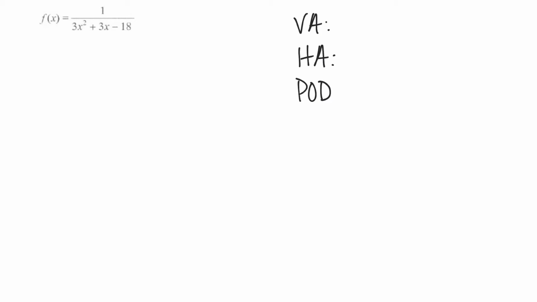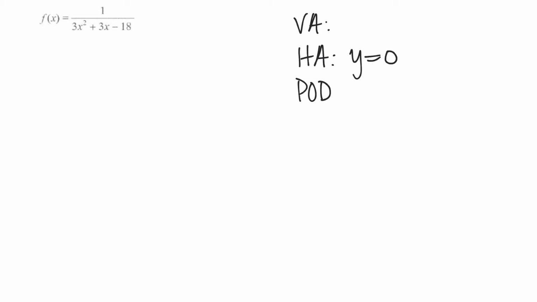Okay, so remember, in order to determine the VA and POD, I have to factor. However, HA I can figure out first, so I can do little over big, big over little, or same over same, and this is definitely little over big. So little over big has a horizontal asymptote at y equals 0 every time.